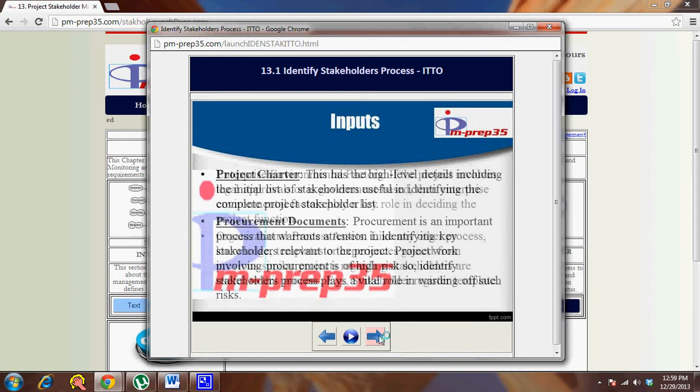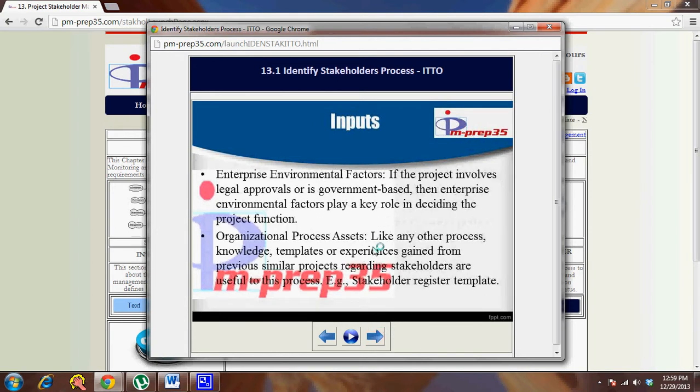Apart from this, because it's one of the initiating processes, enterprise environmental factors and organizational process assets are important inputs. If the project involves legal approvals or is government based, then enterprise environmental factors play a key role in deciding the project function. Organizational process assets, like any other process knowledge, templates, or experience gained from previous similar projects regarding stakeholders, are useful to this process. Example, stakeholder register template.